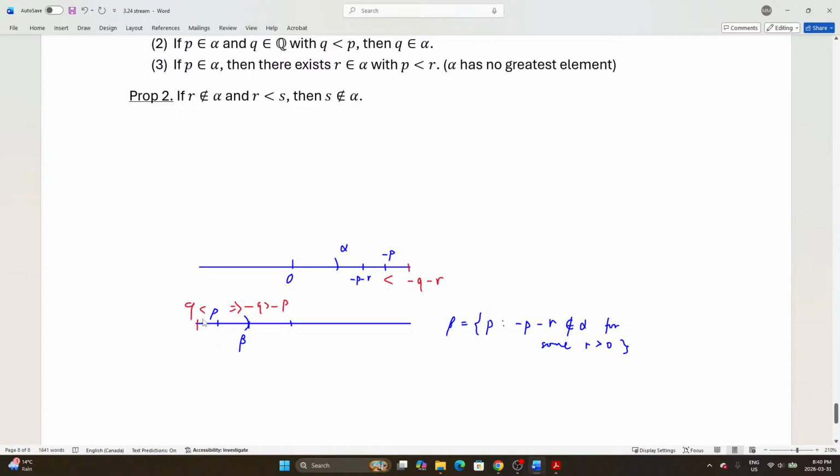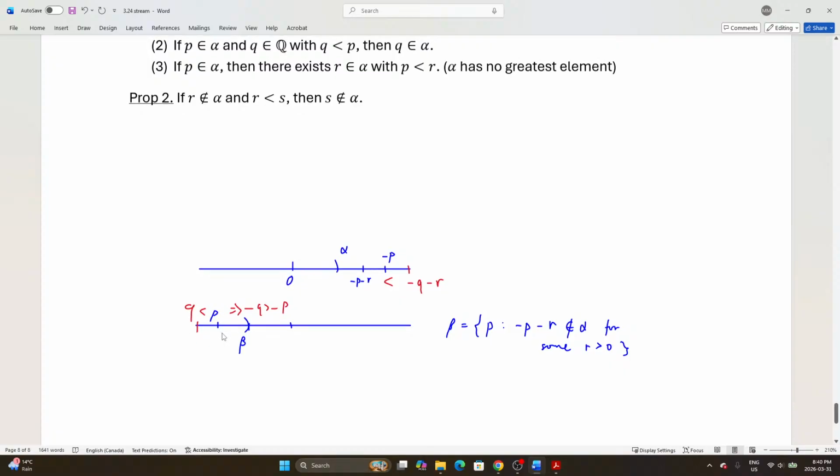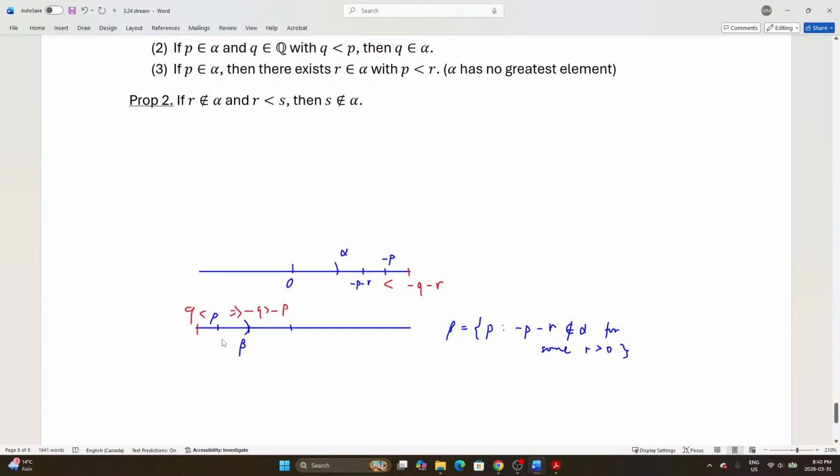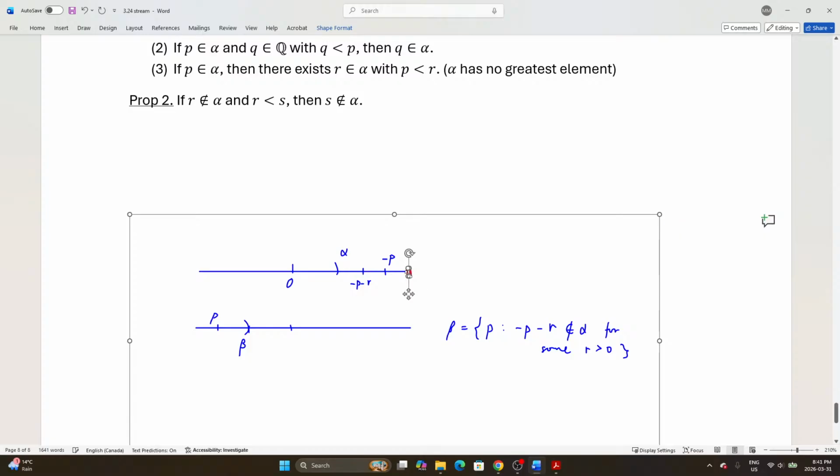If p is in beta, I need to find an r that is greater than p and is still in beta. Well, this is not needed anymore. Just get rid of the junk. Okay, so this is our setup. We have p in beta. I want to show there is something in beta that is greater than p.